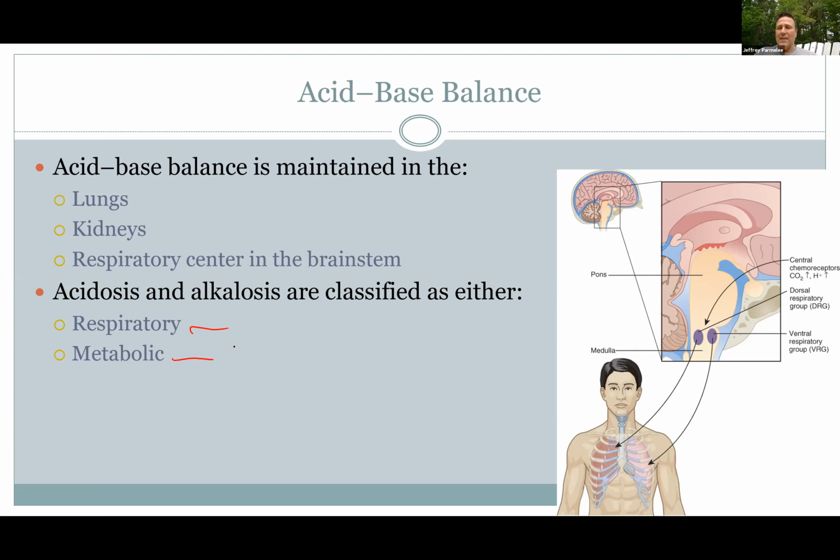Metabolic has to do with kidneys and other things like that. If you're vomiting a lot, you actually become alkalotic because you get rid of a bunch of hydrogen ions, the acidity of your stomach pH, and there's other things too. But we look at our kidneys and our lungs for determining our acid-base balance. And your lungs are much quicker than your kidneys. It takes much longer to get rid of hydrogen ions in your kidneys than simply ventilating.